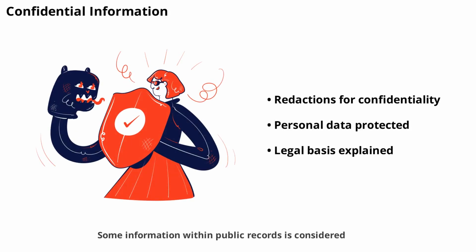Some information within public records is considered confidential and will be redacted before release. This might include personal identifiers, sensitive financial data, or information related to minors. Agencies are required to explain any redactions and cite the legal basis for withholding information.